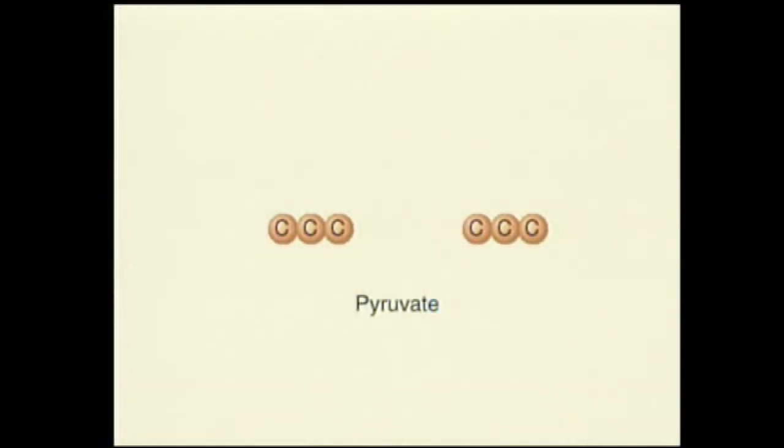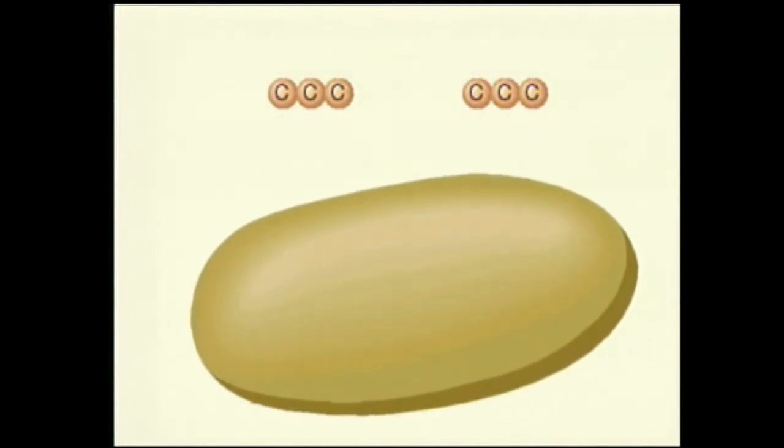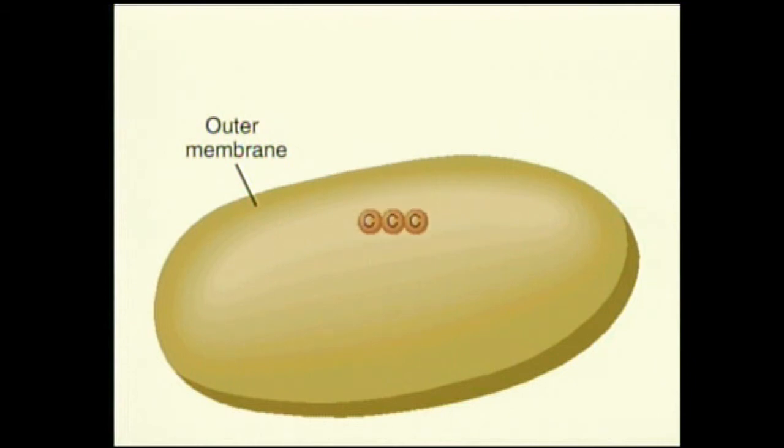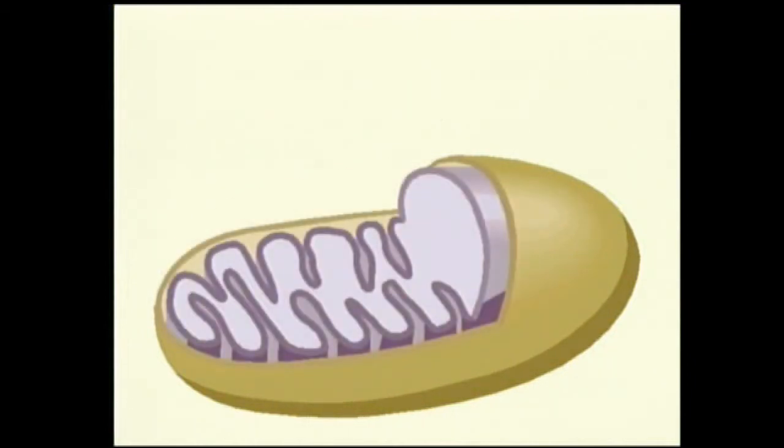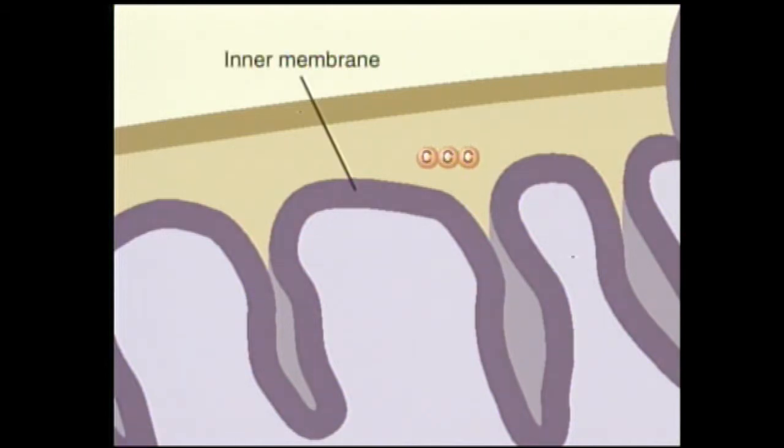The 3-carbon pyruvate molecules formed during glycolysis still contain most of their chemical energy. This energy is harvested in a series of reactions called aerobic respiration. Aerobic respiration takes place inside organelles called mitochondria. The pyruvate molecule passes through the outer membrane of the mitochondrion and into the outer compartment. The pyruvate molecule then passes through the inner membrane and enters the mitochondrial matrix.